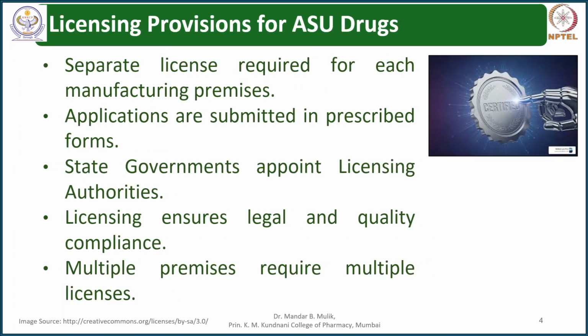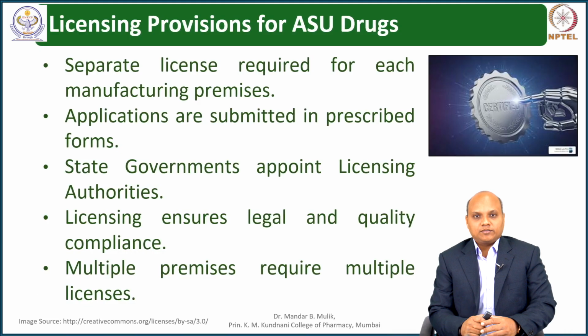A separate license is required for each manufacturing premise. For example, if one producer is preparing formulations belonging to Ayurveda as well as Unani medicine, then the licensing for Ayurvedic products is separate from Unani products, and similarly for both products they should have separate premises. Applications are submitted in the prescribed form as per the regulations governed by the authorities.